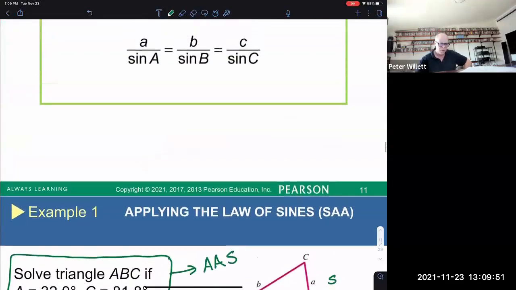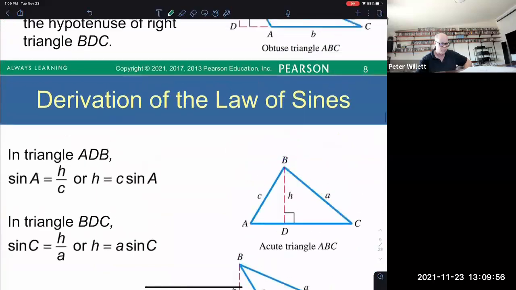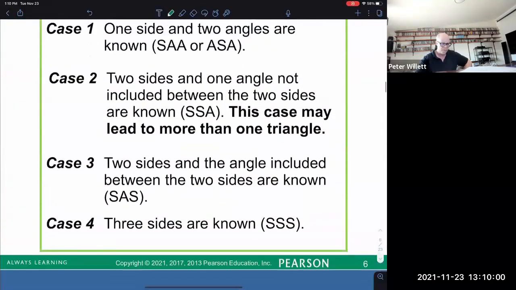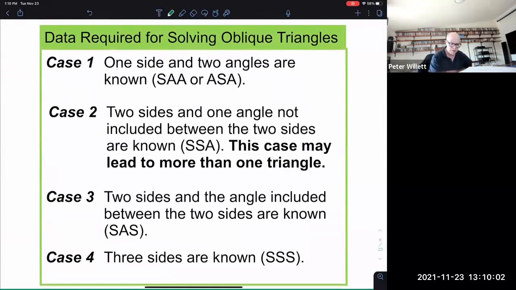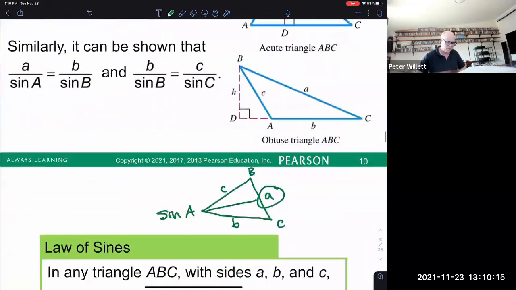So using the organizational letters from above, all the way back before the derivations, sorry about that. We are in this situation: side, angle, angle, or angle, angle, side, where the side that we know is not between the two angles that we know. So we're working on a case one example here.